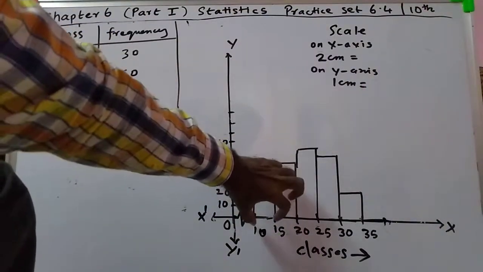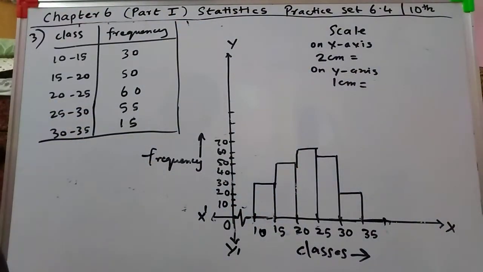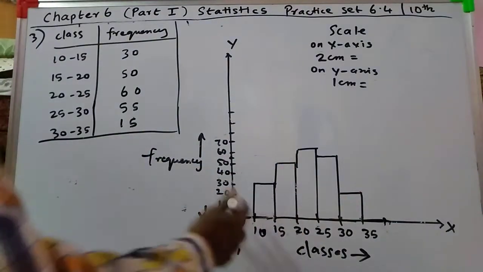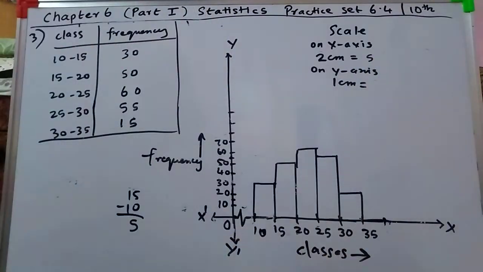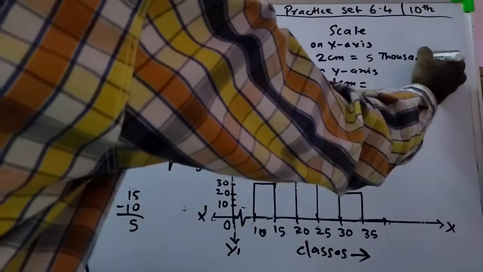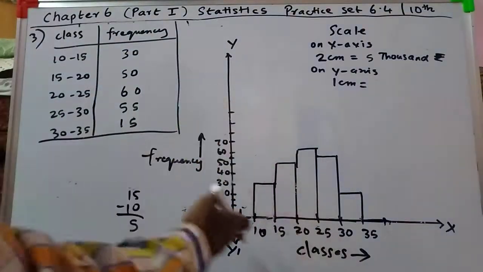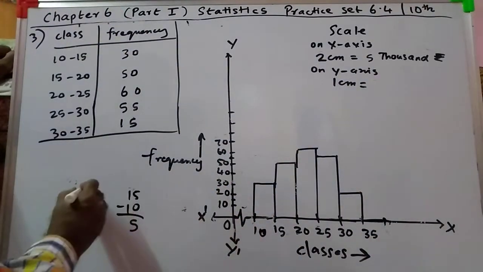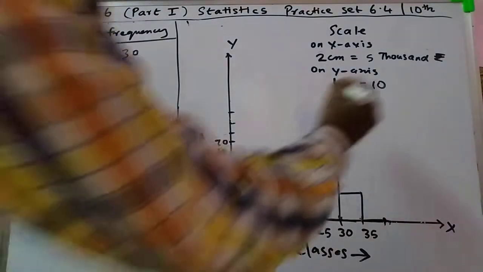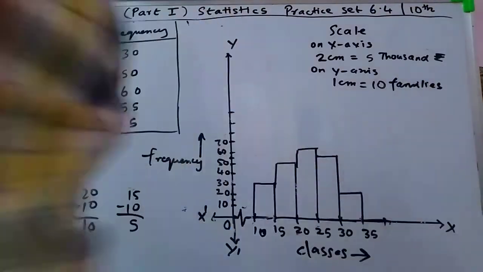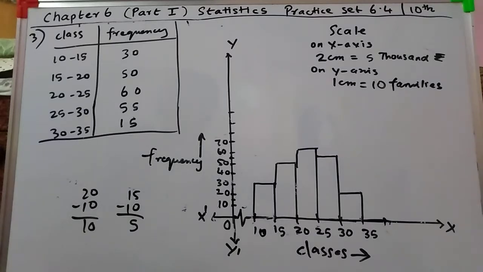A scale on x-axis 2 centimeter. That is how much? Okay, so we'll calculate this. 15 minus 10. And that is 1000 rupees. For this y-axis, 20 minus 10. 20 minus 10. So there are 10 families. That's all. Okay. I hope you got this. Now let's move on to next problem.